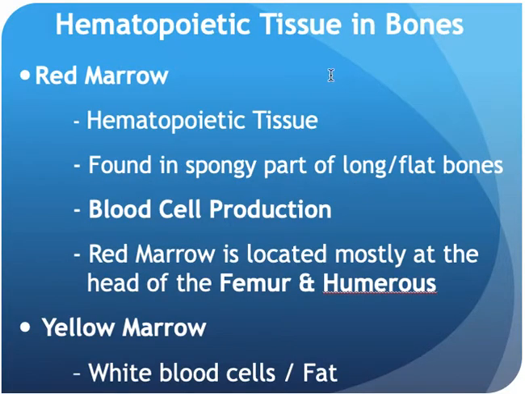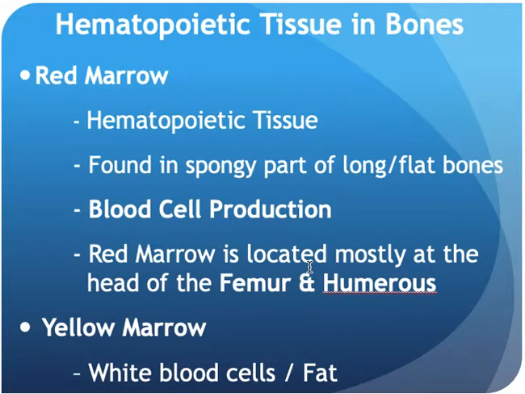We also get hematopoietic tissue in bones, and we talked about, we have our marrow. So we have red marrow, yellow marrow. The yellow marrow, again, is mostly in the shaft. The red marrow is mostly going to be found in kind of like the spongy bone part or the epiphysis of these long bones. So hematopoietic tissue found in the spongy part of long, flat bones. This is going to be my blood cell production or my red blood cell production.